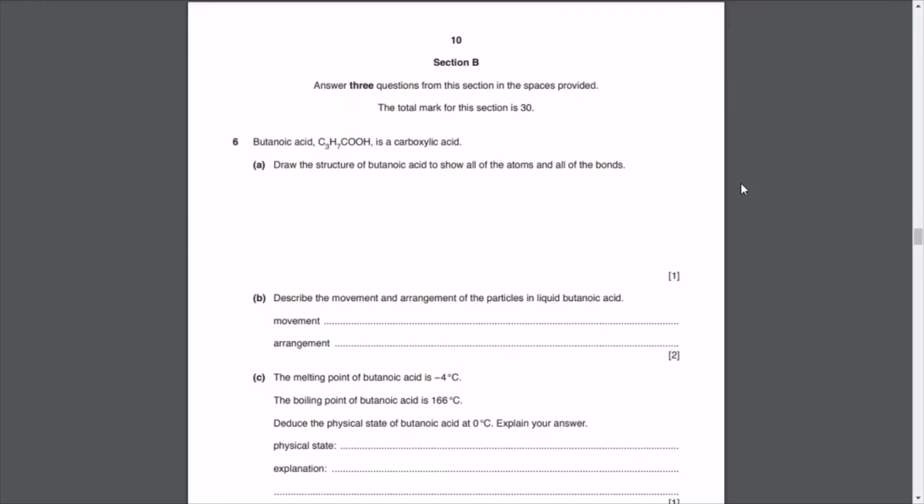The question number 6 says, Butanoic acid, C3H7COOH, is a carboxylic acid. Draw the structure of butanoic acid to show all the atoms and all of the bonds. As this is butanoic acid, it's already mentioned over here that it's a carboxylic acid. However, we can also get to know from the name: all the chemicals that have this suffix OIC are carboxylic acids.